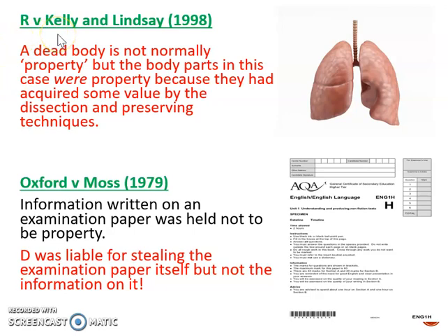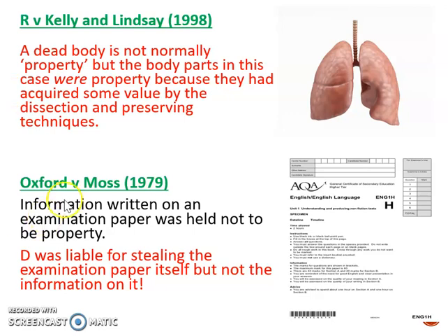Kelly was an artist who asked his friend Lindsay, who was a technician at the Royal College of Surgeons, to remove various body parts over a number of months in order for him to draw them. And these included 3 human heads, 6 arms, 10 legs, part of a brain, and 3 torsos. And they were then being prosecuted for theft of these body parts. And the court held that a dead body is not normally property, but in this case, these body parts were property because they had acquired some value by being dissected and preserved by the Royal College of Surgeons.